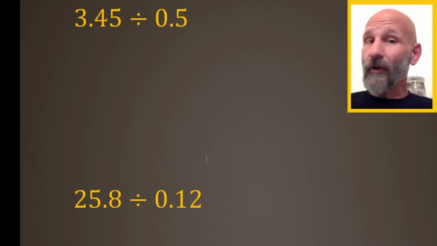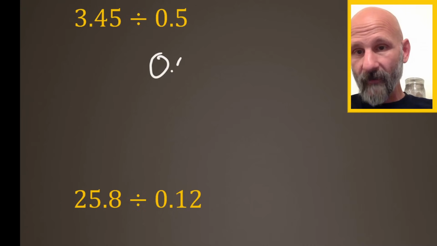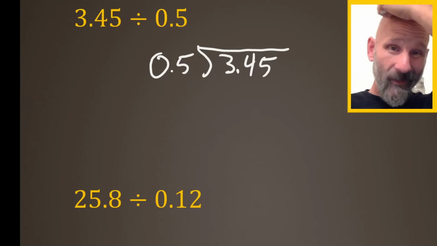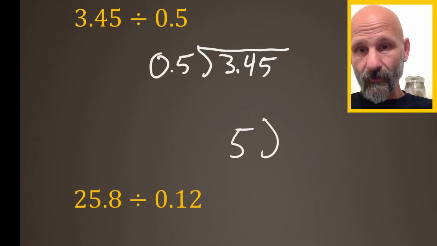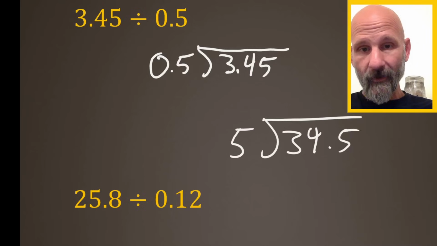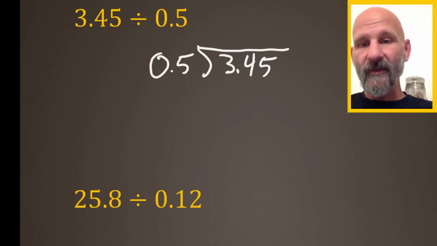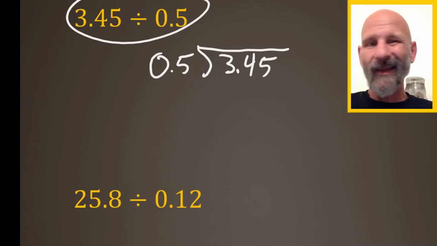Okay, so we are going to do the long division method. In this case, we're going to have 0.5 divides into 3.45. Now, here's the thing: if we have 5 dividing into 34.5, we actually get the exact same value. So that's what we're going to end up doing. We end up multiplying both by 10, and you can do that at this stage, or you can do it starting here. You can multiply by 10 at either spot.